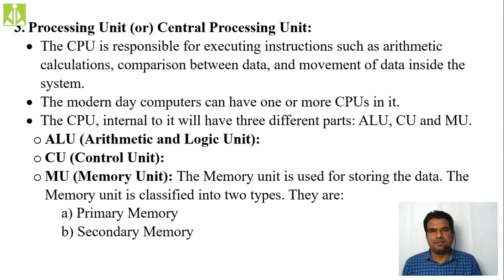Okay, the CPU, central processing unit, is responsible for executing the instructions. Whatever instructions or calculation tasks we give to the computer, that task will be fulfilled by the central processing unit only. Input devices will only take the task to the computer. Output devices will give the result to the user. But who exactly does the task? The central processing unit only does the task.